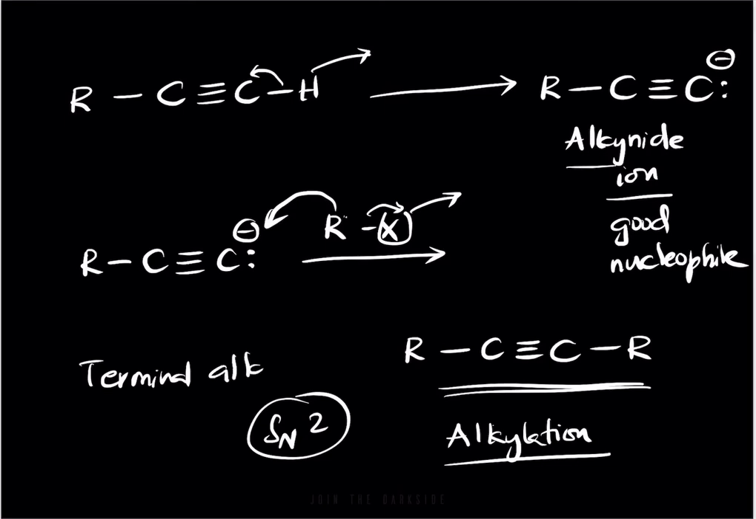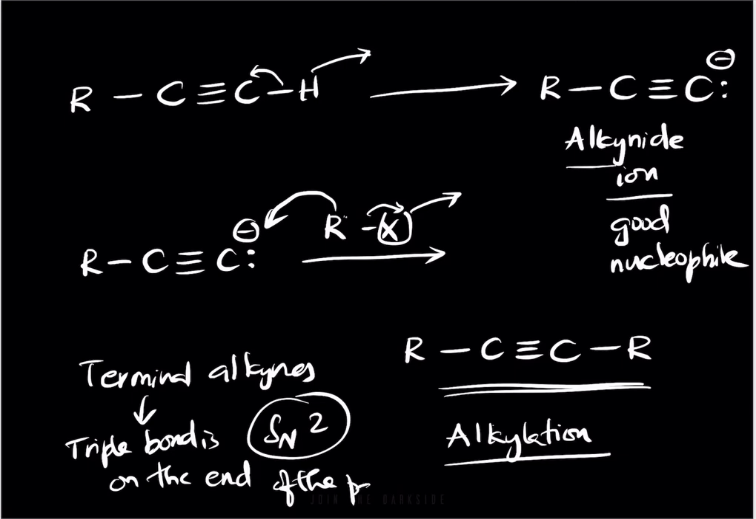Terminal alkynes are those where the triple bond is on the end of the parent chain.